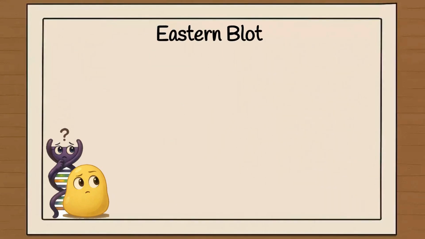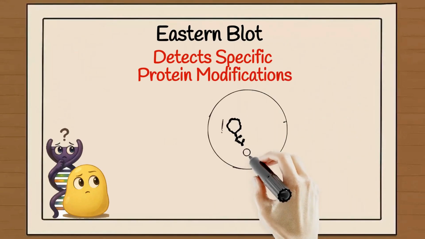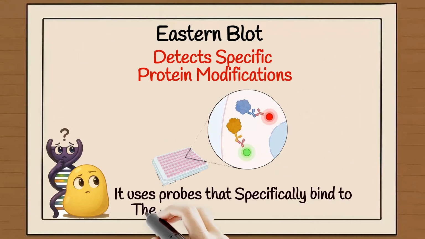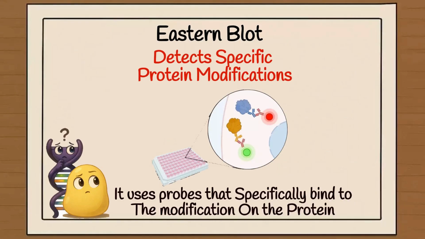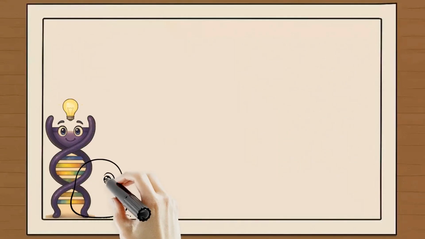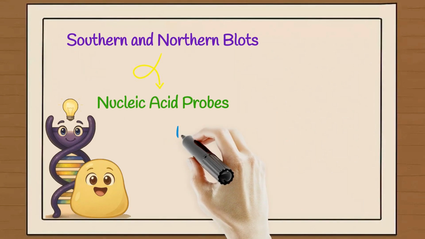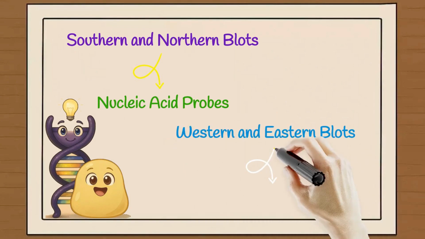Eastern blot. This technique is a variation of the Western blot used to detect specific protein modifications such as glycosylation. It uses probes that specifically bind to the modification on the protein. The key difference is the detection agent. Southern and Northern blots use nucleic acid probes, while Western and Eastern blots use antibodies or other specific probes.